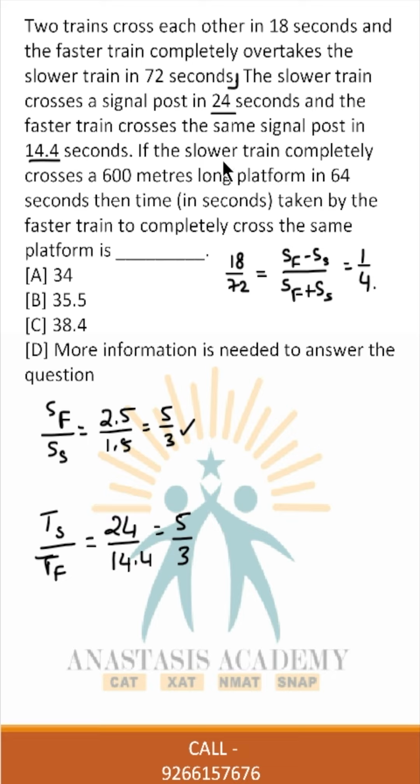Finally, if the slower train completely crosses a 600-meter long platform in 64 seconds, then what is the time taken by the faster train to completely cross the same platform? Understand? The 600-meter long platform is identical across the cases. The length of the two trains is identical across cases. So in order to identify the time of the faster train, all I have to do is 3 by 5 times 64, or 192 by 5, or 38.4 seconds. This will be the answer to the question, or option C.